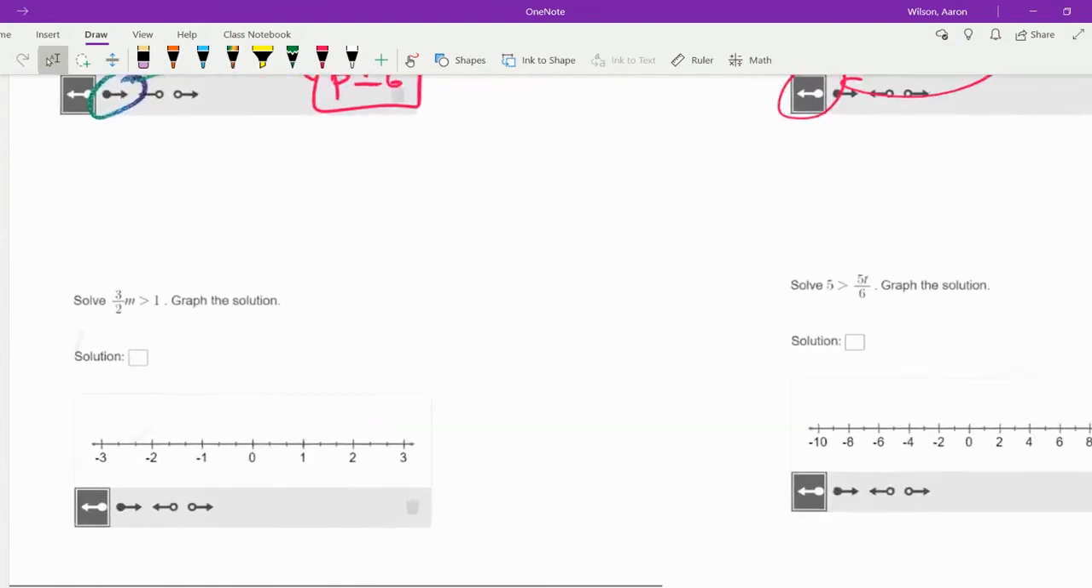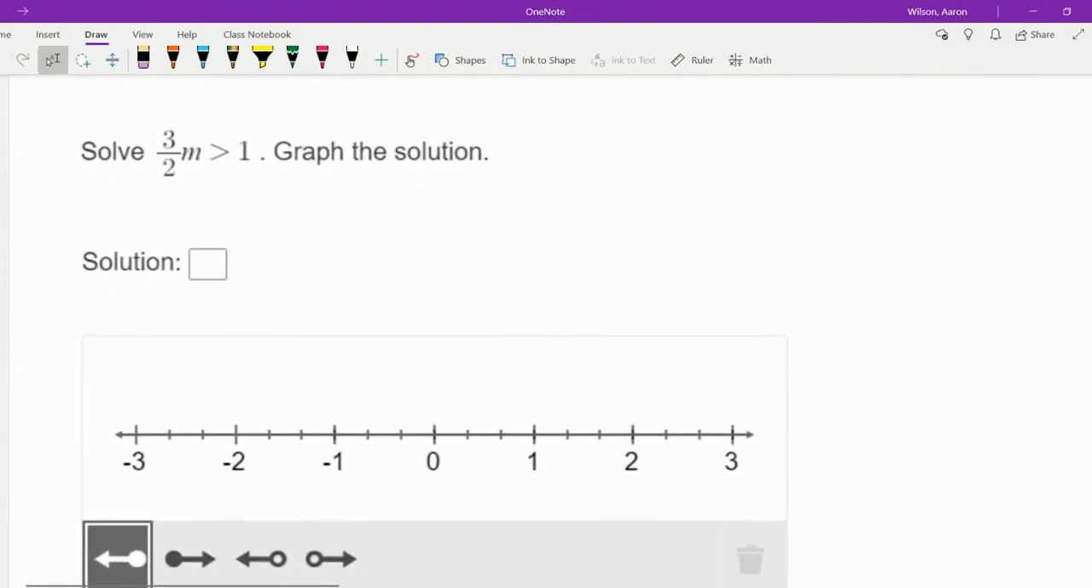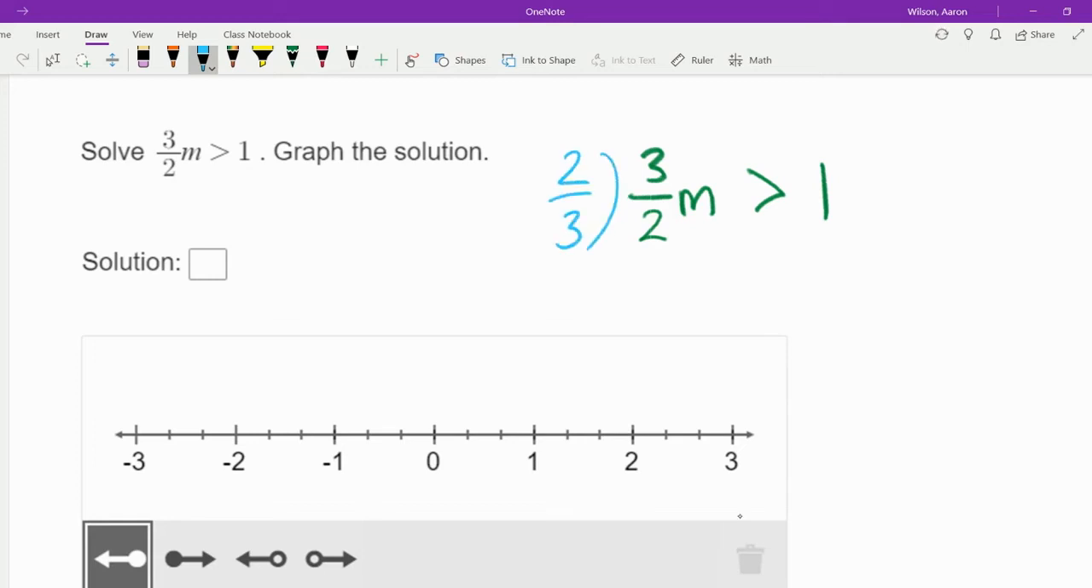These are a little bit more challenging because we've got some fractions involved, but there's a trick to these. So this is 3 halves times the variable m has to be greater than 1. Well, to get rid of a fraction, here's a little trick. It's called multiply by the reciprocal. The reciprocal is the fraction flipped, where the numerator becomes the denominator and the denominator becomes the numerator. So this would be 2/3. And you'll see why this works in a moment.